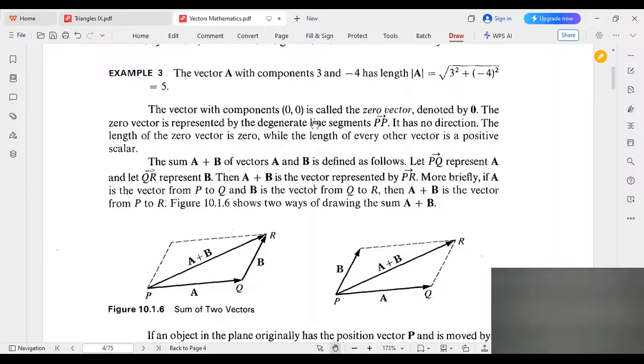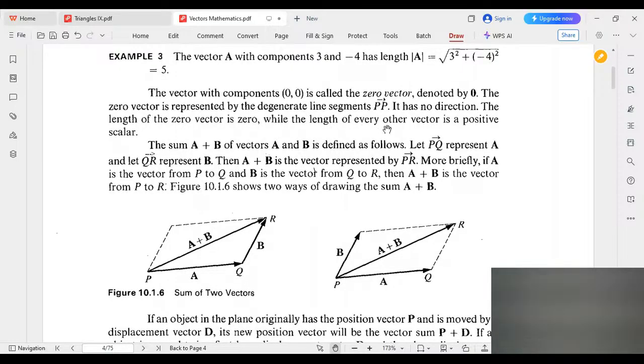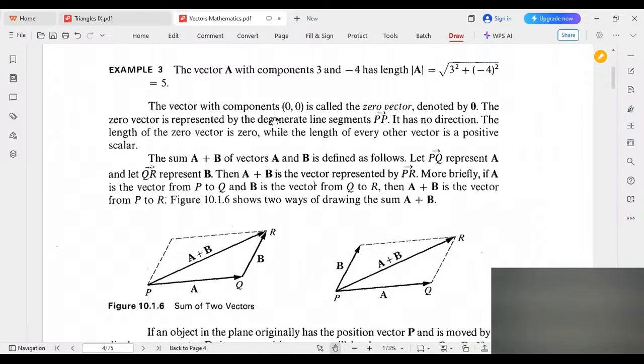Then the zero vector, as per the definition of scalar and vector, can be a scalar too, while the length of every other vector is a positive scalar. It will be a scalar. It means that it has magnitude but no direction. But in the case of the zero vector, there is no direction.